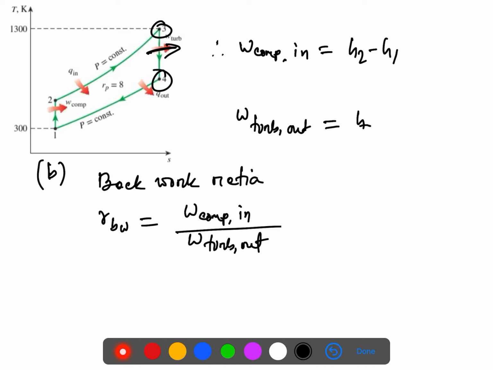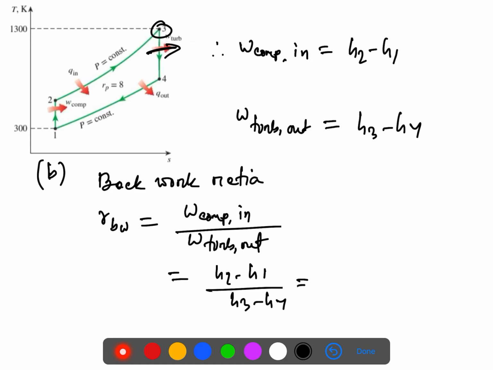So we can say it is this h3 minus h4. So it will be the work. That means here you can say it is h2 minus h1 and h3 minus h4. We already calculated all these values when we calculated the exit temperature.